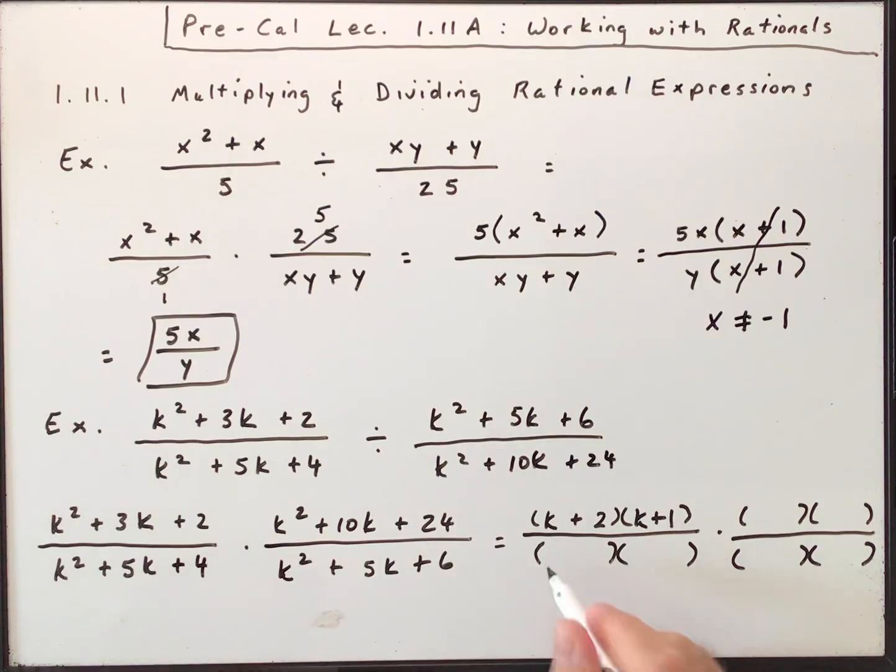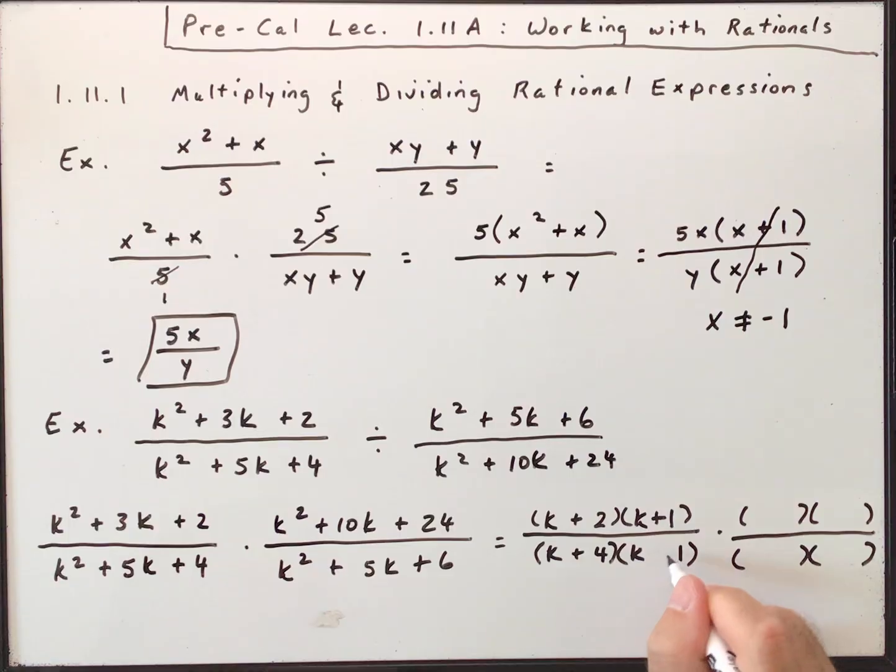How about this one? Well, k, a k, and then 4. It can be 4 and 1 or 2 and 2, but to get a 5 in the middle, I think we need a 4 and a 1. So we've got a plus and a plus.